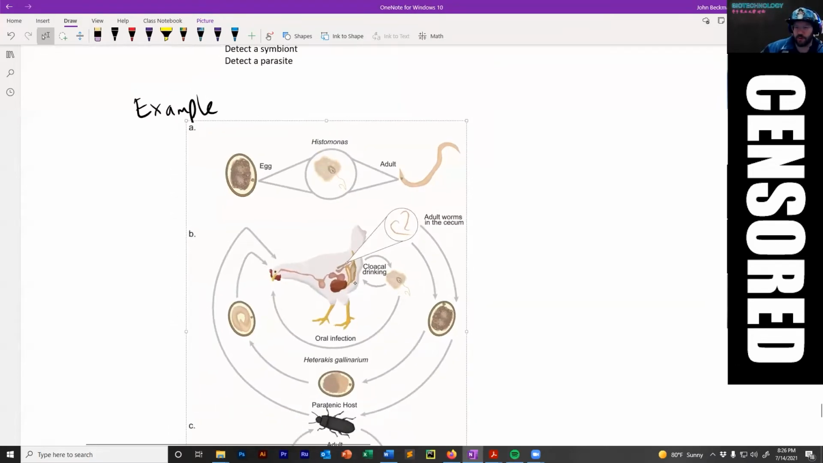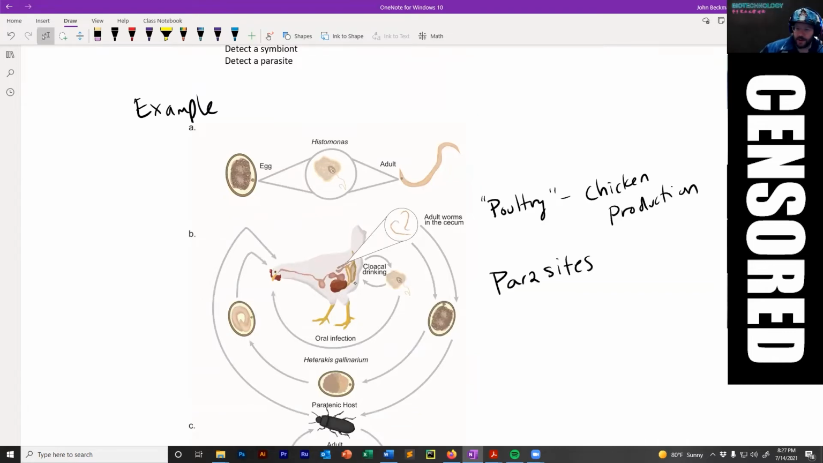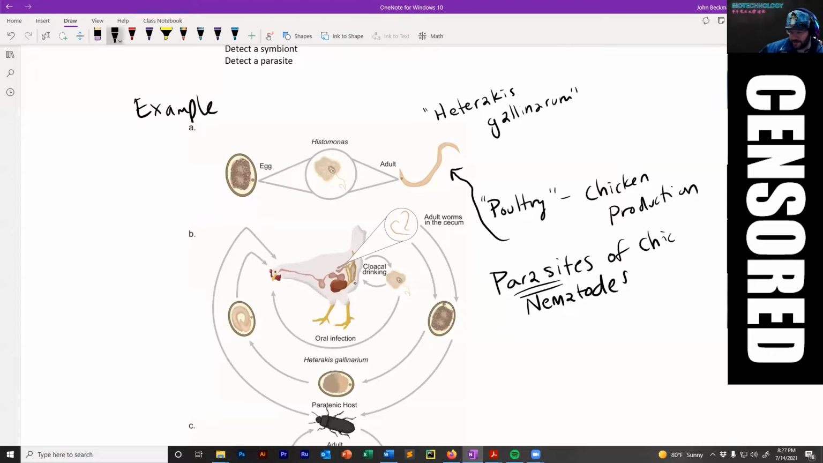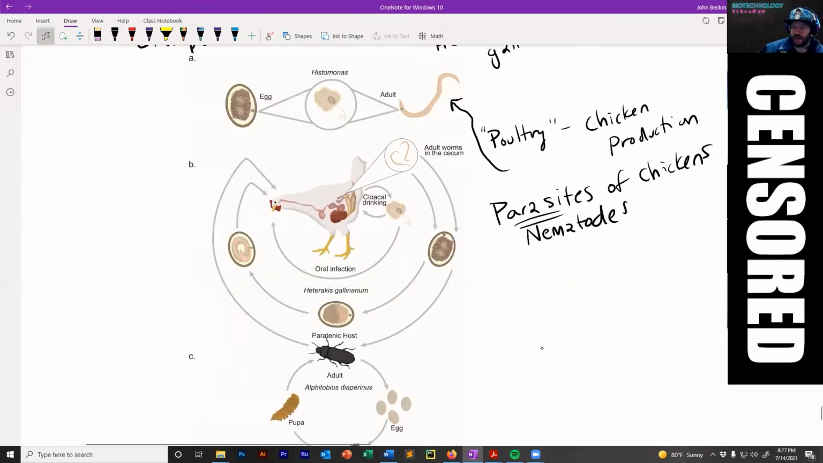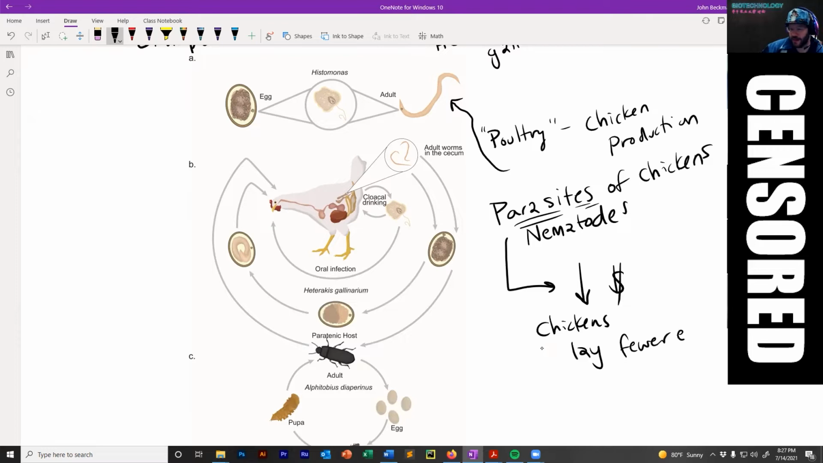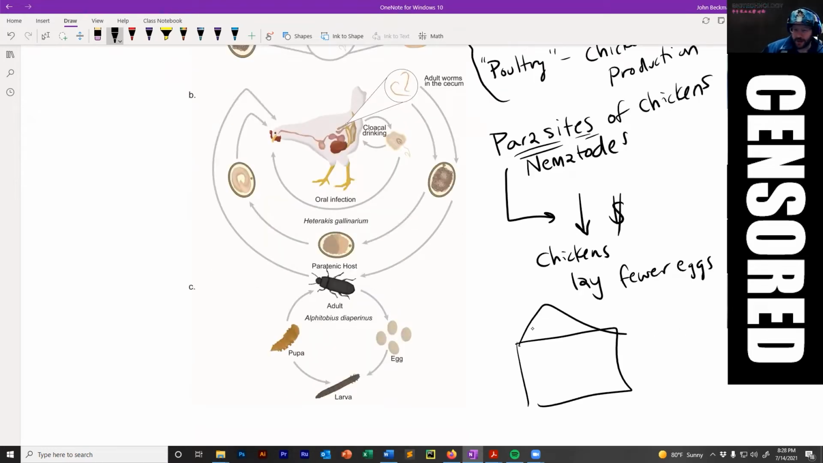So in chickens, in poultry, which is chicken production, there are parasites, and these parasites are nematodes, okay? They look like this. The species is Heterakis gallinarum, okay? These are parasites of chickens. And if farmers have parasites in their chickens, they lose money, okay? So if you have parasites, you lose money because the chickens lay fewer eggs. And if you have a house full of chickens, okay, the parasite can move from chicken to chicken.